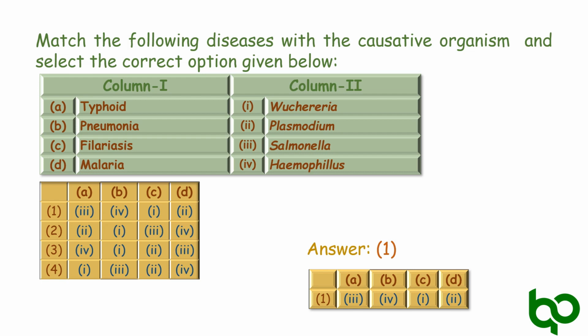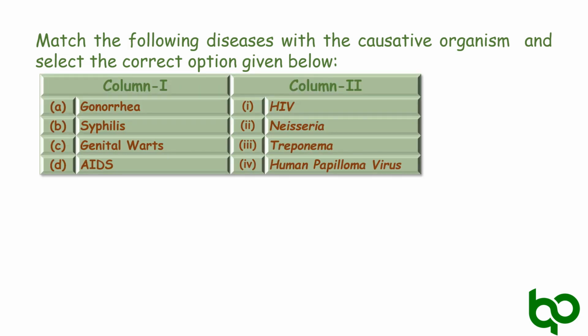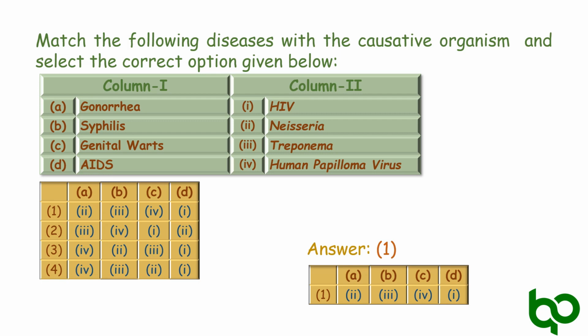Now we'll go for the next question. It is also matching. Match the following disease with the causative organism and select the correct option given below. Column 1 contains the list of diseases and column 2 contains the causative organisms. Gonorrhea is caused by Neisseria gonorrhoeae. We know the options are here. We know syphilis is caused by Treponema. Genital warts are caused by human papillomavirus, and AIDS is caused by HIV. So the answer is option 1.